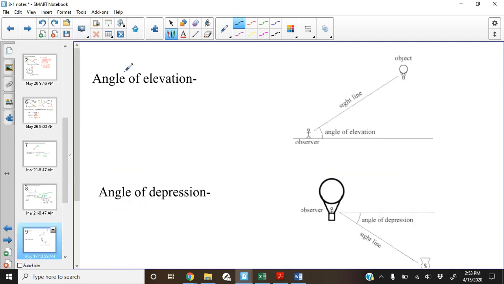All right. Next, real quick review, angle of elevation is always the angle drawn from the horizontal. So it's the angle above the horizontal, since we are elevating, whereas an angle of depression, since you are depressing, you're going down, is the angle below the horizontal.